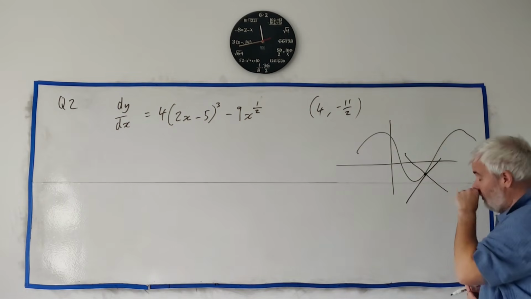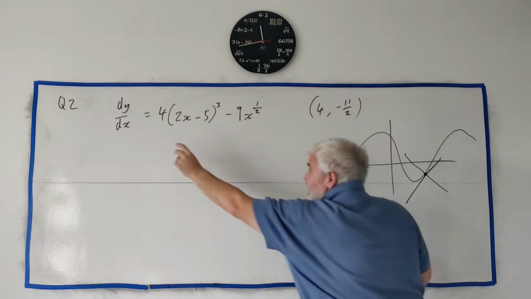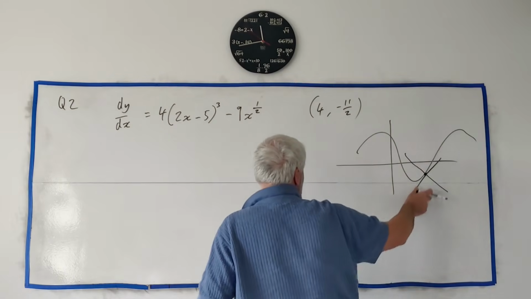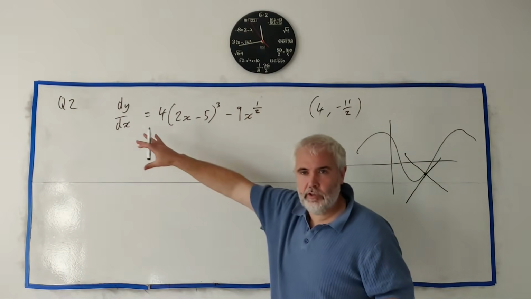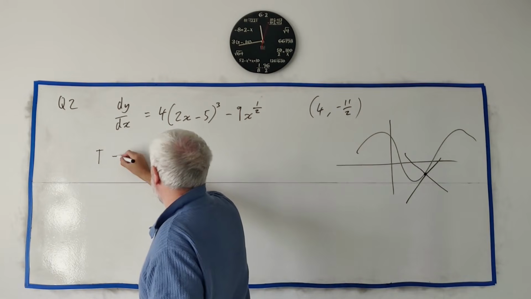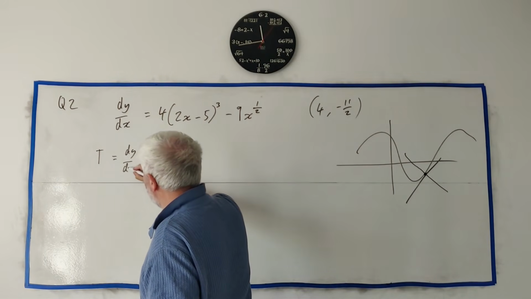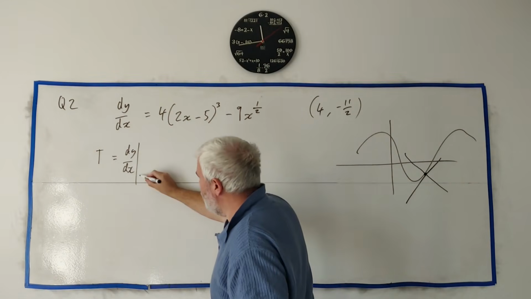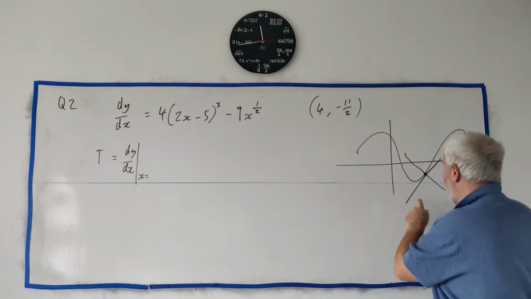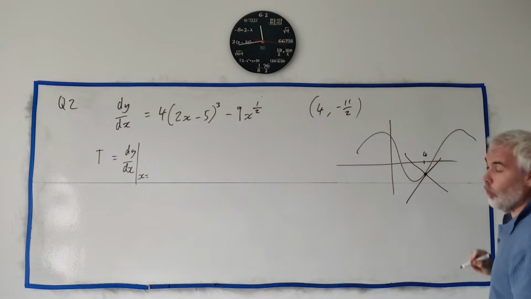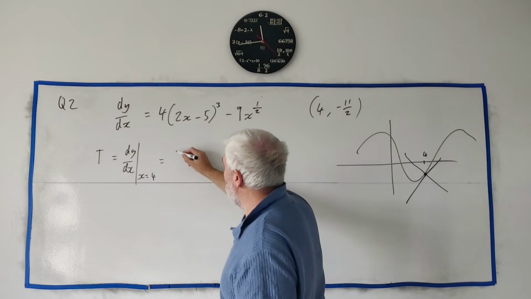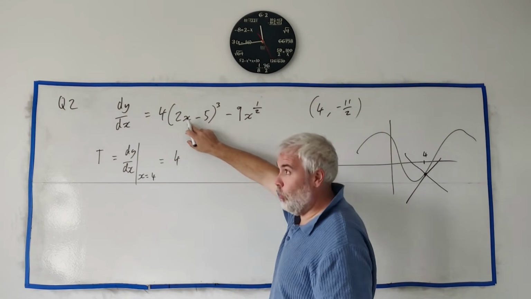The next thing to remember, and it's very important to remember, the gradient is the derivative. The derivative is the gradient. So if you're looking for the gradient of the tangent, let's call that t, t is equal to dy/dx. The gradient of the tangent is this. At a certain point, when x is equal to something, it'll give us the gradient. At the point here, this is when x is equal to 4. So when x is equal to 4, we can find the gradient. We just put 4 in for x.